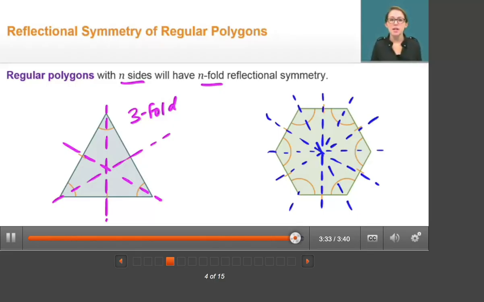We see that all the lines of reflectional symmetry either bisect the angle and opposite side, or they are perpendicular bisectors of the sides.